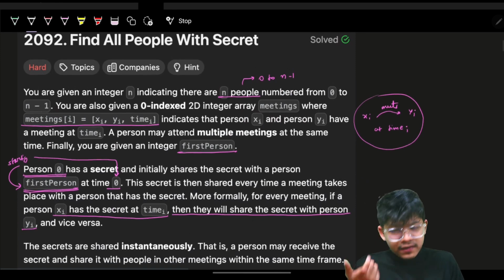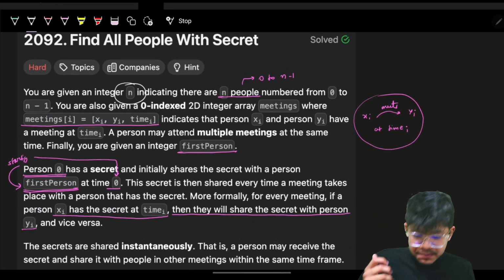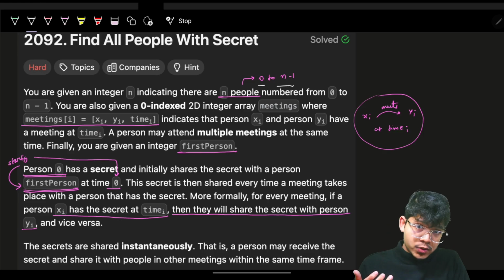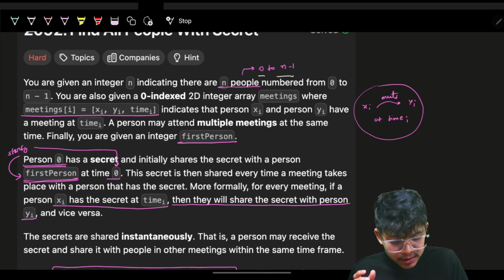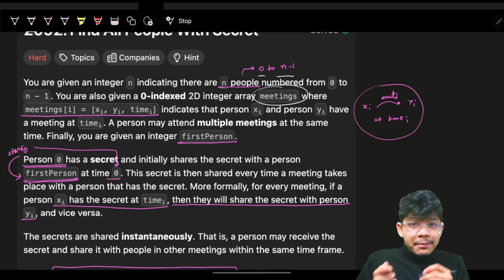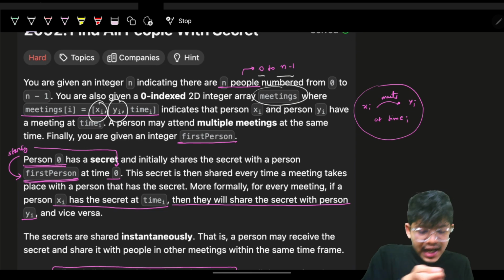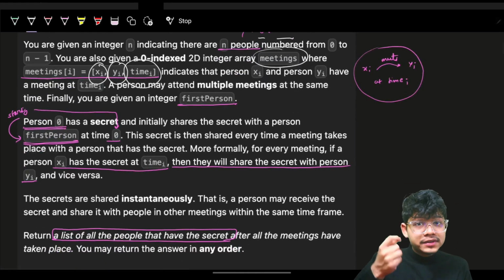Okay, you are given an integer n, which indicates that you have n people. These n people are numbered from 0 to n minus 1. Now basically we have a meetings array, which is defined as a meeting between two people, xi and yi, at a specific time i. So we have a meeting between two people, xi and yi, at the time i.